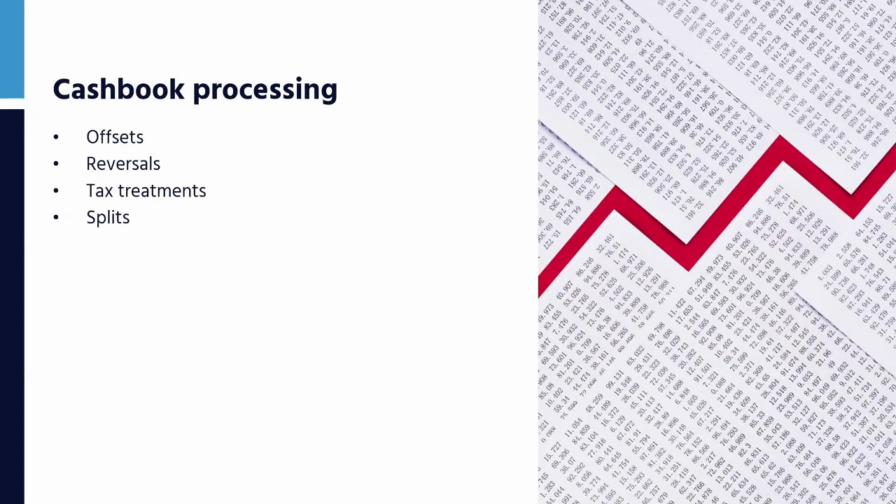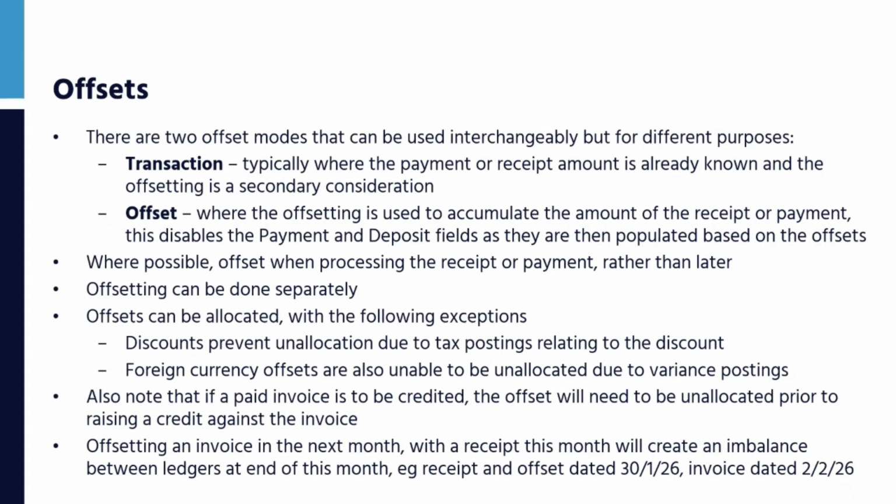Okie dokie, on to cash book processing now. The topics that we'll cover in this section are offsets, which we've already talked about a little bit, reversals and tax treatments, and splits. So we're not covering the real basics of the cash book processing itself. It's assumed that you've come along and you know how to put through your basic payments and receipts. So we're just having a bit of a deeper dive here, talking about some of the concepts that may be a little counterintuitive or needing a bit more of an explanation.